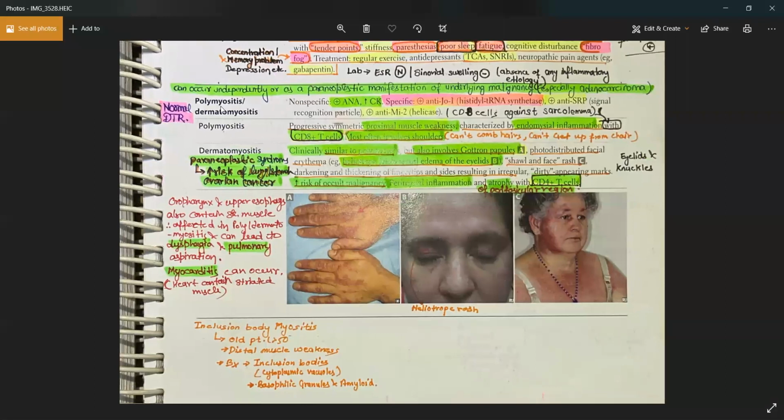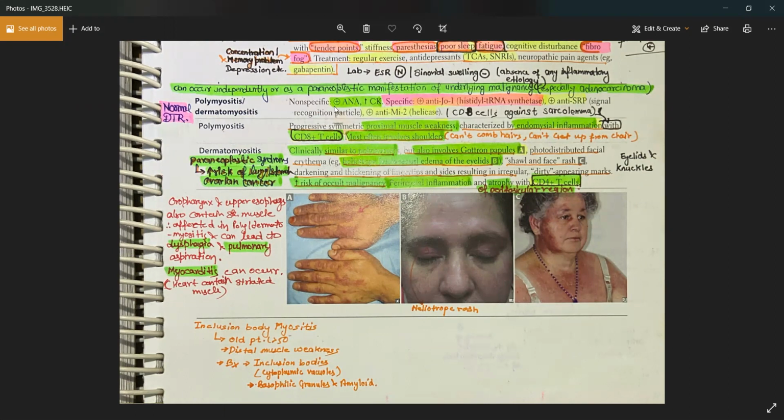Now comes polymyositis and dermatomyositis. As the name suggests, it is myositis. That means you will get inflammation of your muscles. The inflammation you will get is in the skeletal muscles, which are the voluntary muscles of your body. You will get inflammation of the skeletal muscles in case of polymyositis and dermatomyositis.